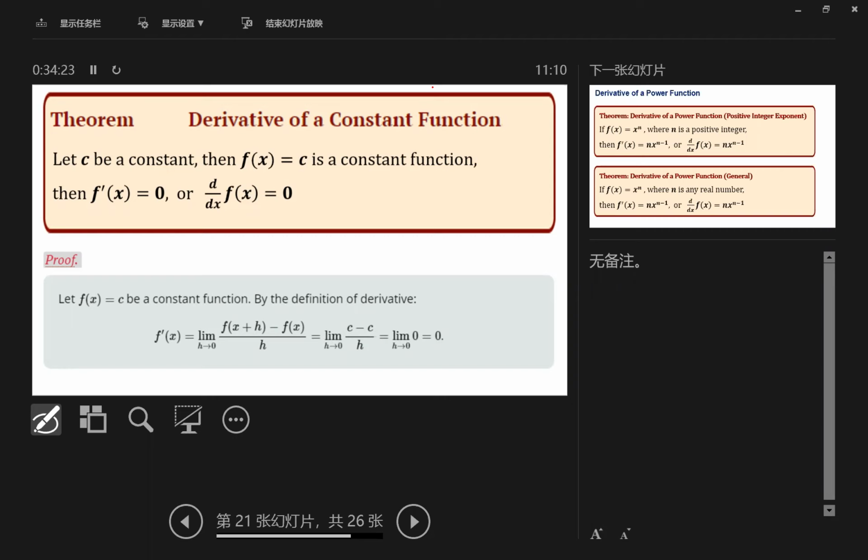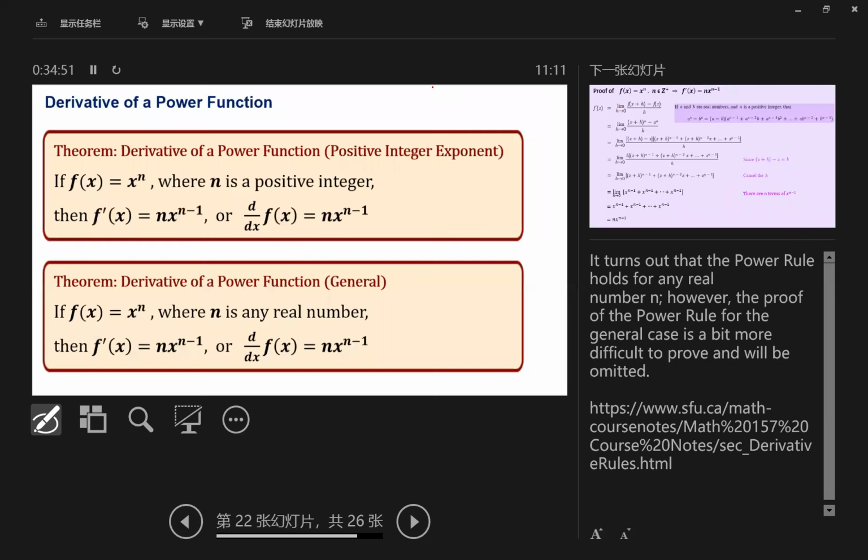Understand? This is very easy to understand, right? It's pretty straightforward because a constant function is parallel to the x-axis. There is no change at all. Therefore, the instantaneous rate of change should be 0 at any point. Okay, then let's have a look at the derivative of a second type of elementary function, which is a power function.